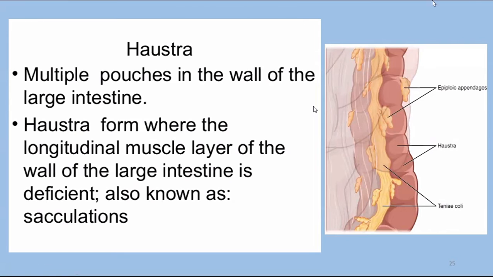Now, we also mentioned haustrations. These are multiple pouches, undulating, sac-like structures along the bowel length, along the large bowel. These are multiple pouches in the walls of the large intestine, where the longitudinal muscle layer of the wall of the large intestine is actually deficient. So these are also known as sacculations, haustrations or sacculations.